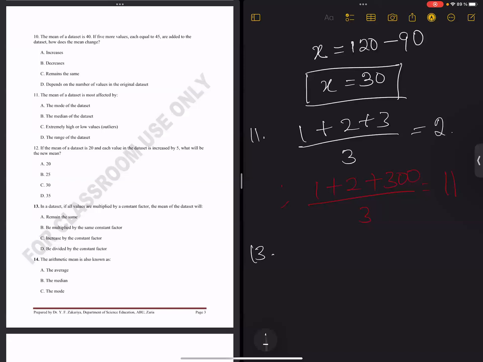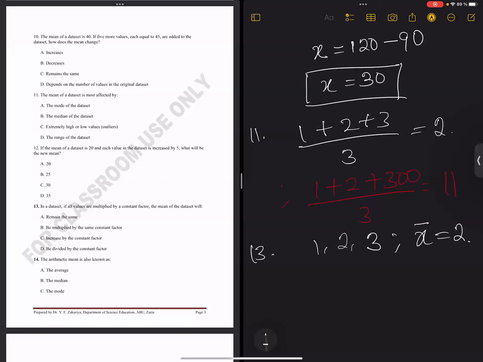Look at this data set, 1, 2, and 3, to make it simple. What is the mean of this data set? We just did it before. The mean is what? 2. X bar equals 2.